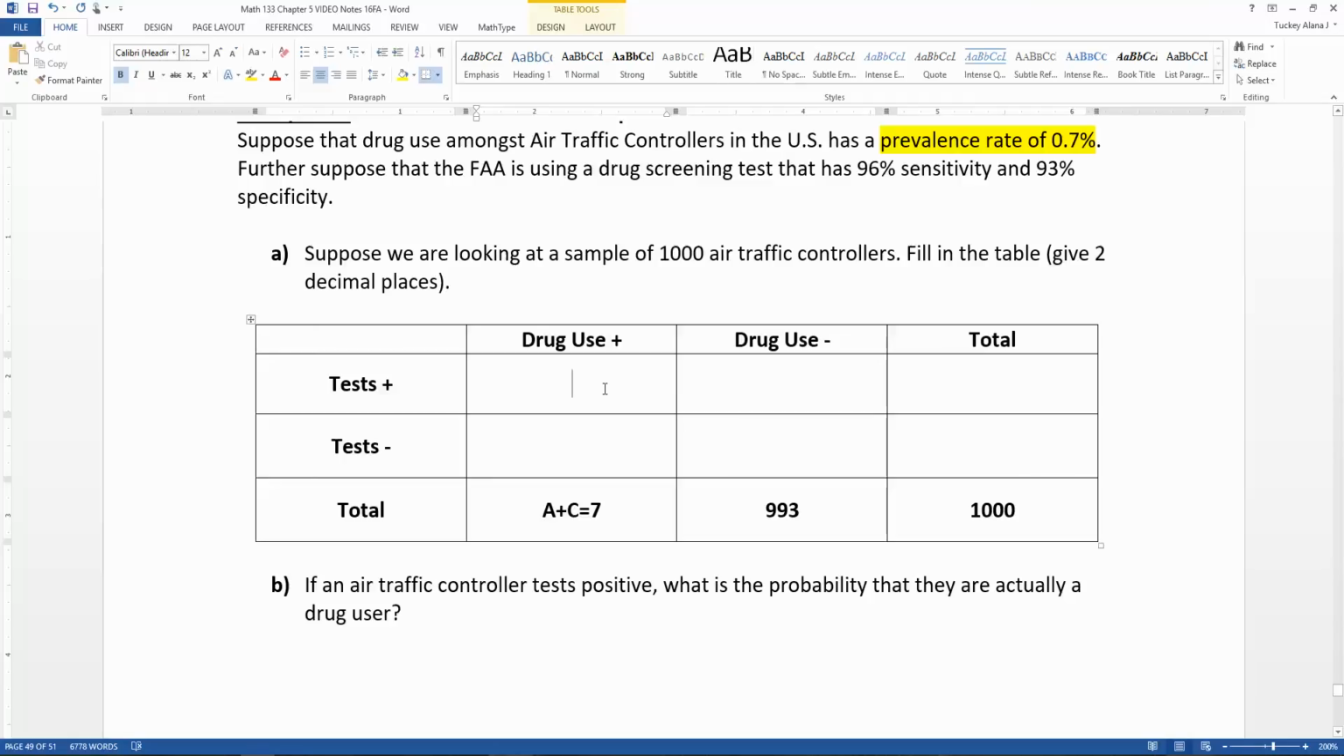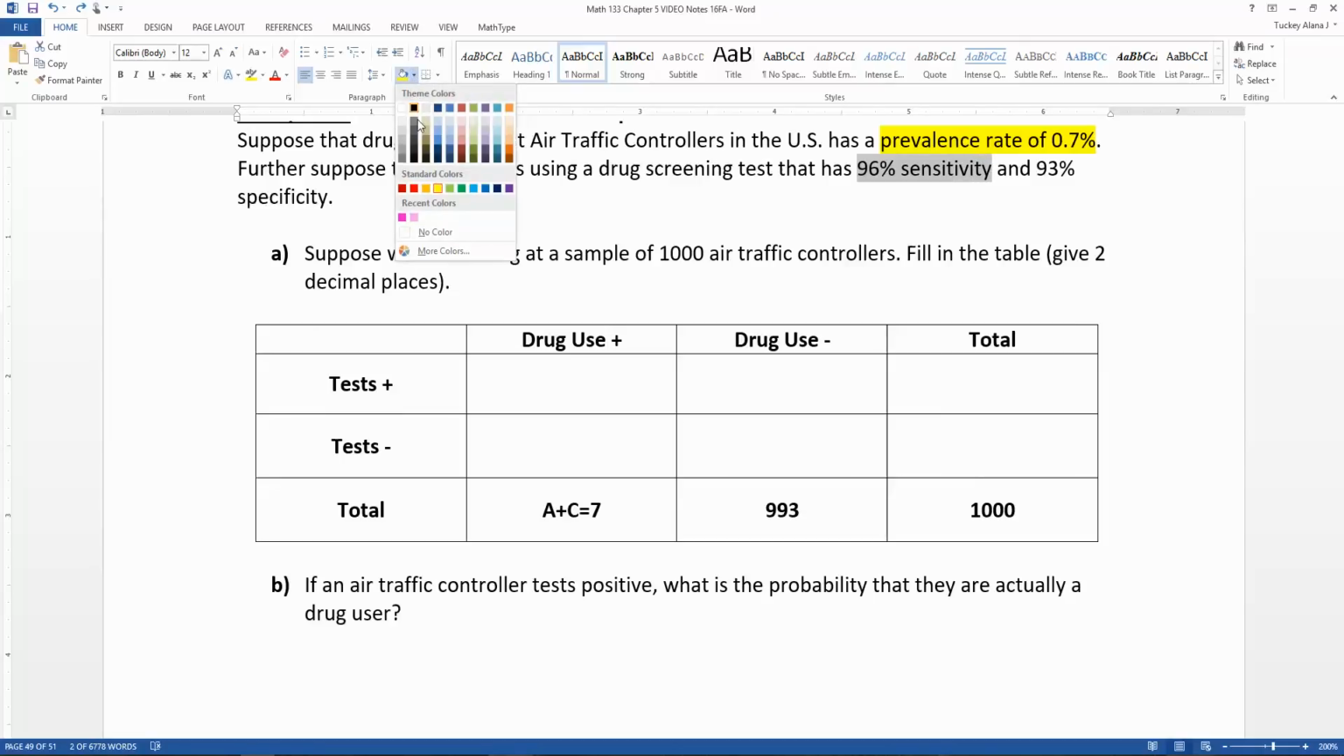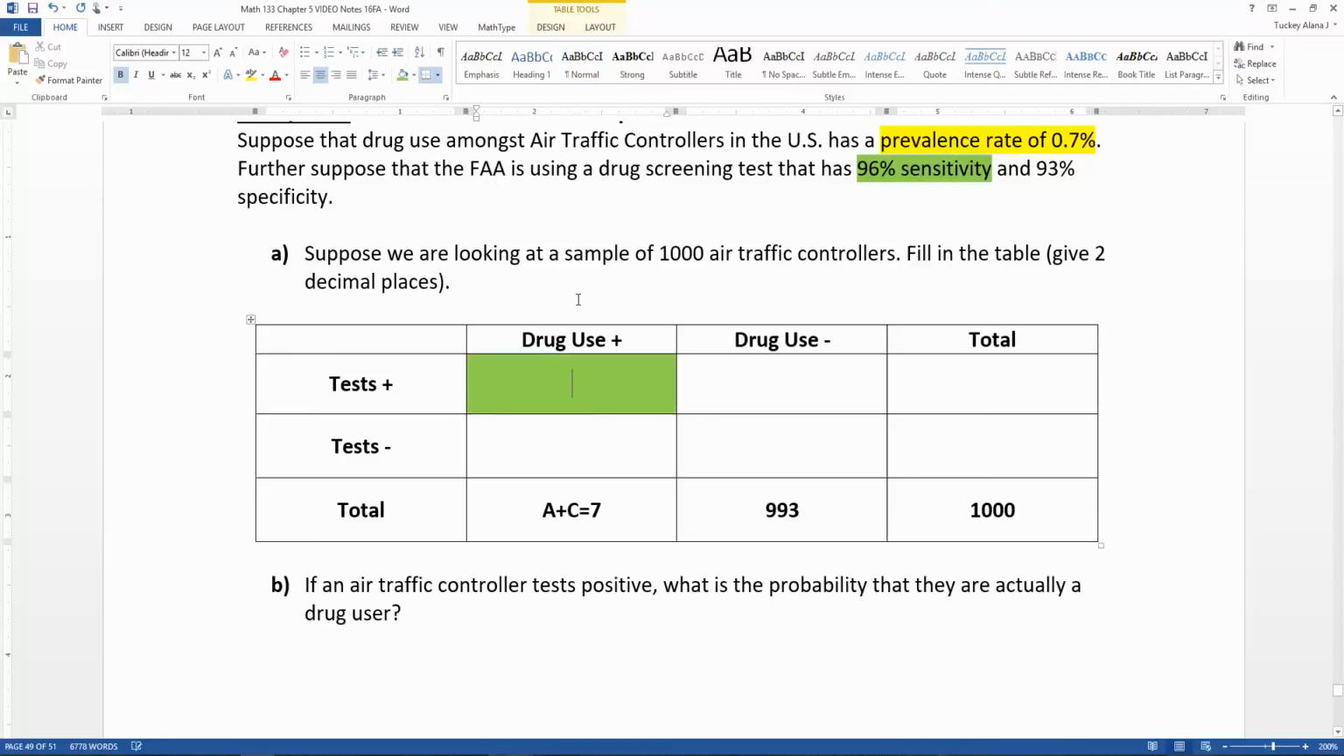So the sensitivity is getting me this cell right here. That's where the sensitivity is going to come in. Here, let me highlight it. Let me pick a color, something that both of them have. How about this? Okay, so that sensitivity is going to get me that cell right there, the true positive rate. So I'm going to take 7 and multiply it by 0.96. And here I'm going to show this so you can see it. This is 0.007 times 1,000. That's where that came from. I don't think the A plus C is as important. So this is 7 right here. All right, so if I take 7 and multiply it by 0.96, I'm going to get 6.72.